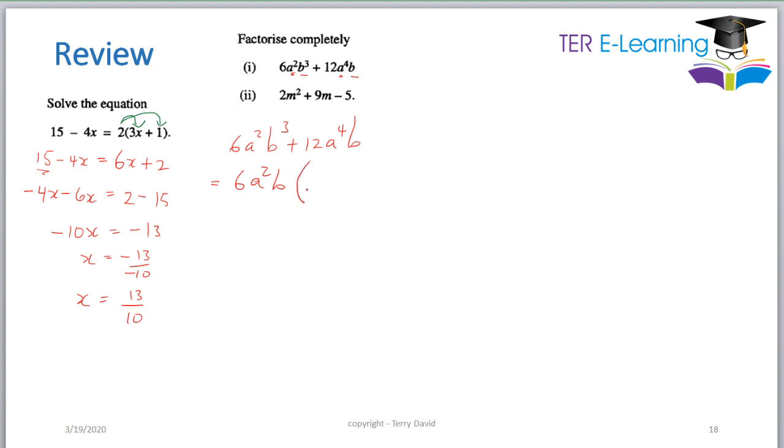Right? Open brackets. So 6a squared b multiplied by what will give me 6a squared b cubed. Right? All we need to do here is put b inside here. Put back whatever the sign is. So this is a plus. Now you want to get back 12. So therefore this needs to be 2, because 6 by 2 will give me 12. You want to get a to the fourth. So this has to be a squared. And then we don't need to do anything with the b. So it's 6a squared b open brackets b plus 2a squared.